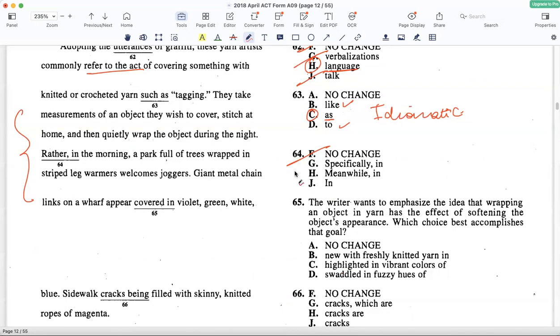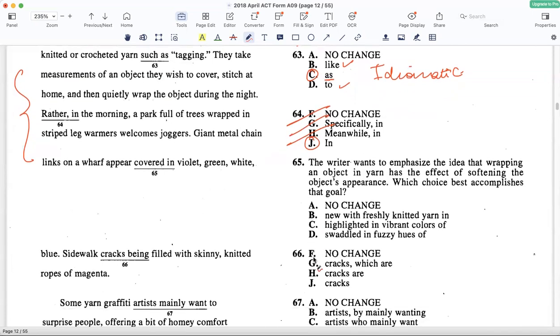So specifically doesn't fit here. And meanwhile also doesn't fit here because this is not happening while the knitters are working during the night, right? This happens the next day. And this basically describes the process. This basically describes examples of how knitters tag. So you don't really need a connector here. Simply say, in the morning, a park full of trees wrapped in striped leg warmers welcomes joggers. Giant metal chain links on a wharf appear covered in violet, green, white, blue.